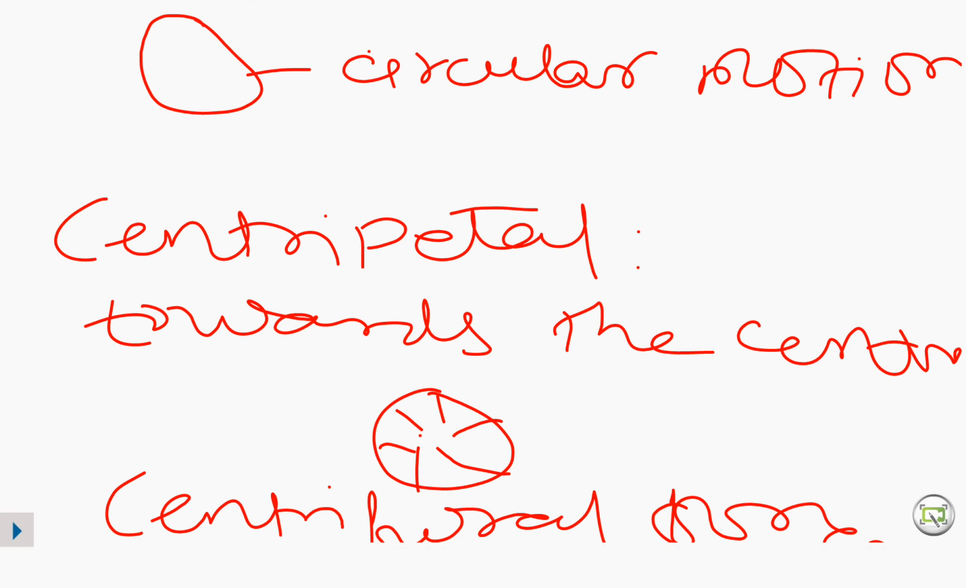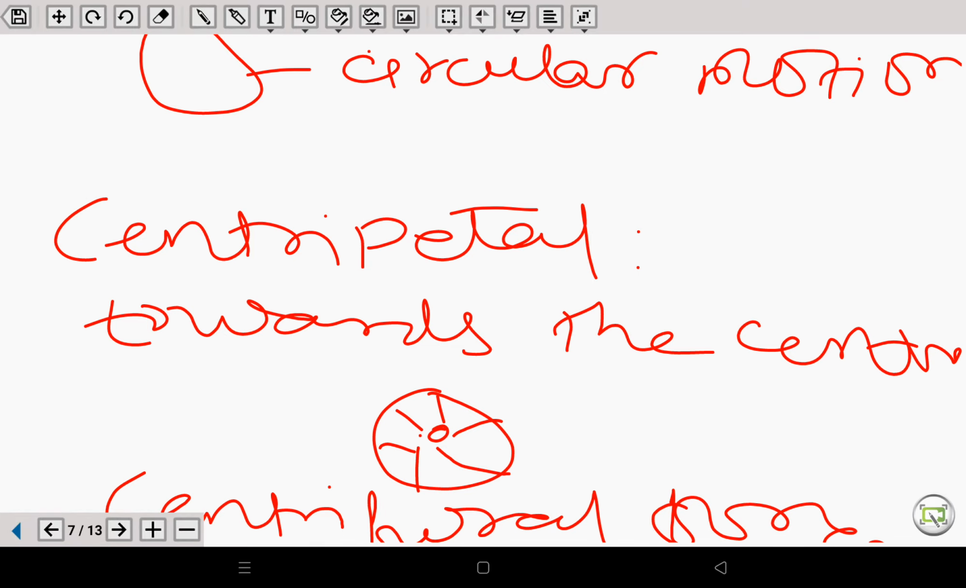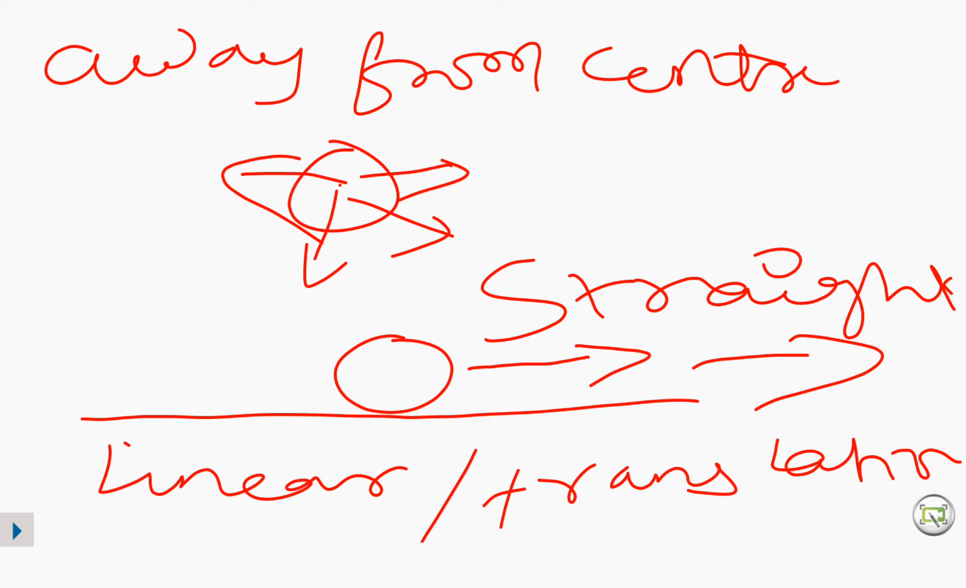Next we have seen circular motion. If an object rotates, it is said to be in circular motion. Then we have seen the centripetal force. What is the centripetal force? The force which attracts the object towards the center. What is centrifugal force? Centrifugal force means the object tends to move away from the center. If an object moves away from the center, it is said to have centrifugal force.